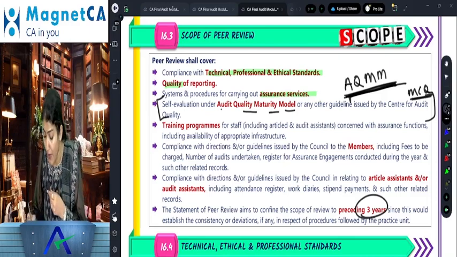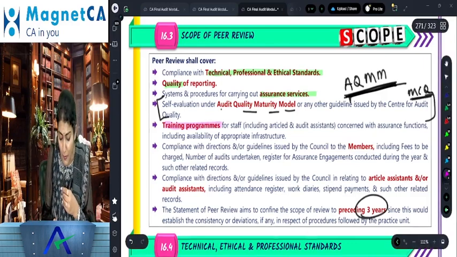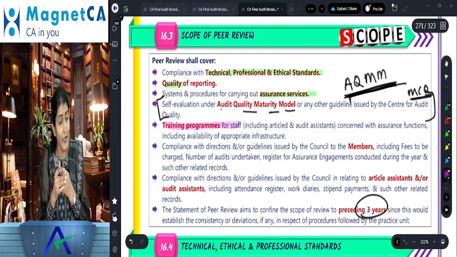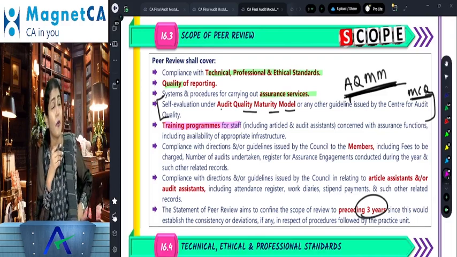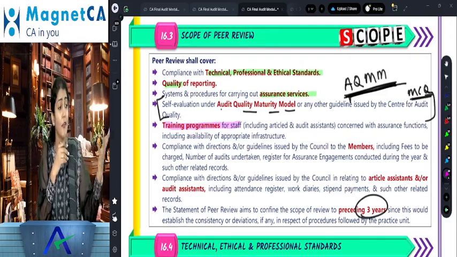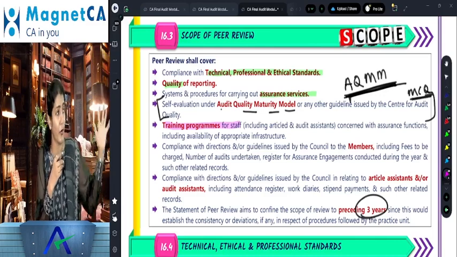Then also, when the reviewer comes to your practice unit, he will also check whether your firm is conducting an adequate training program. Again, they made a case study on this. The CA who has come for the peer review says you are not giving training to your staff. They tell the reviewer this is not included in the scope of peer review. Why are you checking the training programs of our staff?